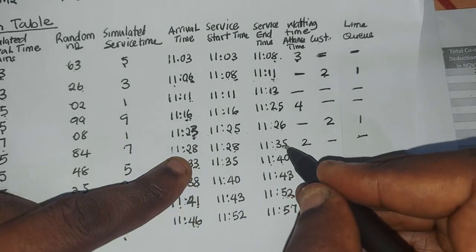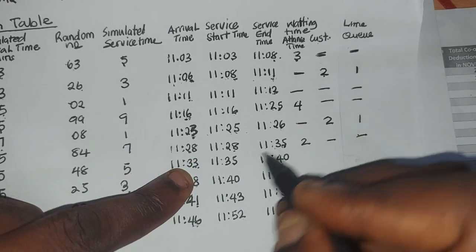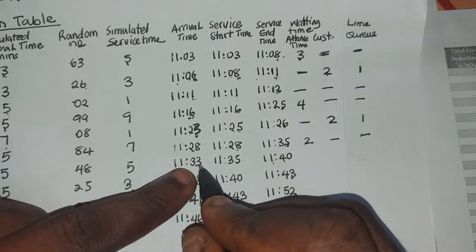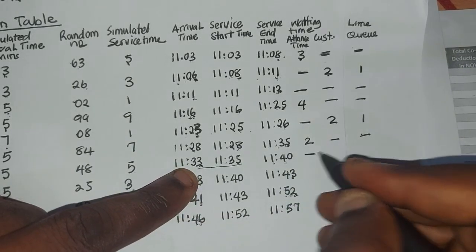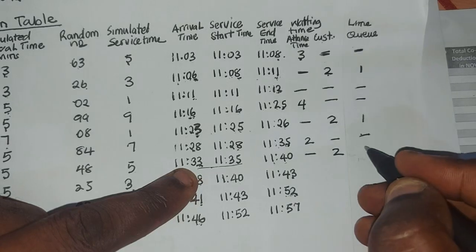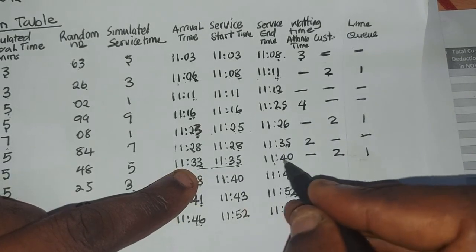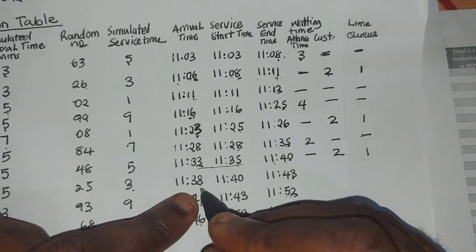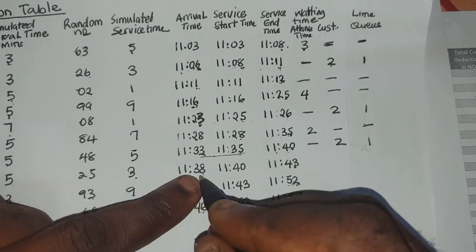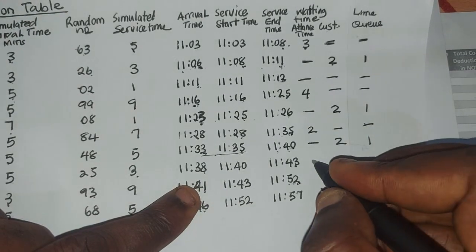Then the service ends at 11:35. Before 11:35, a customer has already arrived that waited for 2 minutes. The customer waited for 2 minutes, one person in queue. And the service took 5 minutes. Before 11:40, another customer is already waiting. The customer came at 11:38. All right?